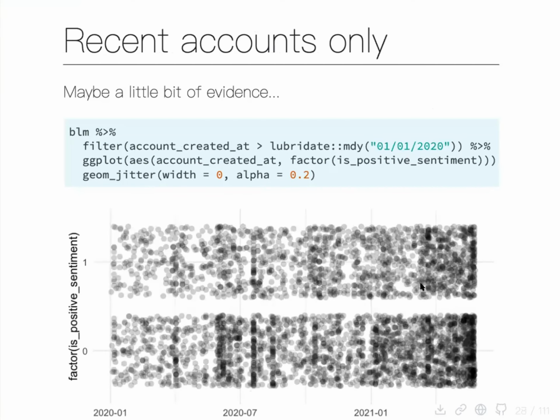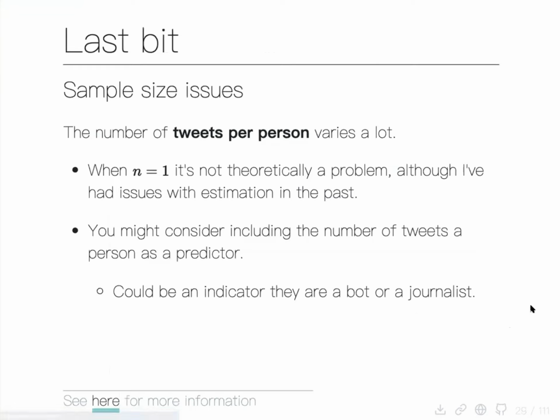So I decided, well, let's just limit it to those that are created after January 1st, 2020. And we have a bunch of them, right? And you can see there's maybe a little bit of evidence that there's more accounts being created recently for the negative tweets than the positive, but it's not super strong, right? So there's maybe a tiny bit of evidence there.